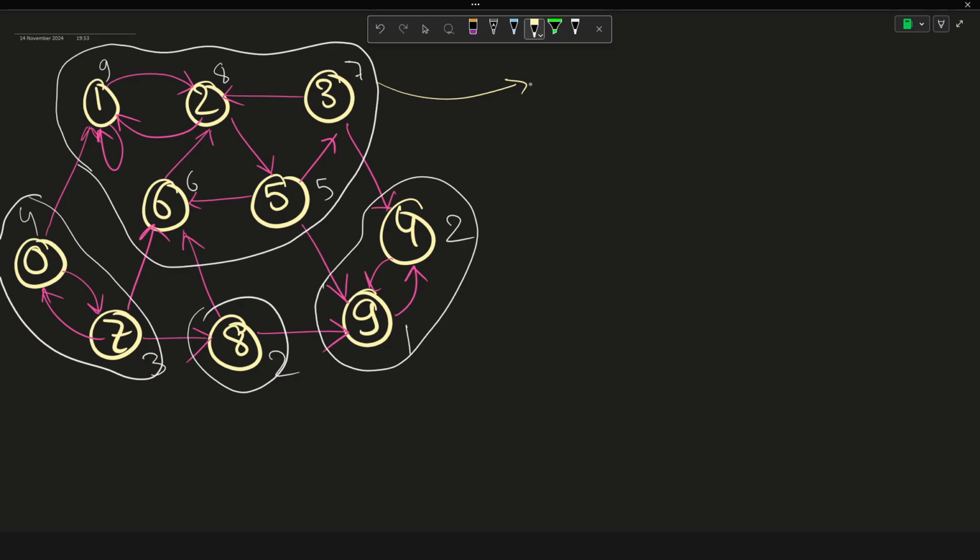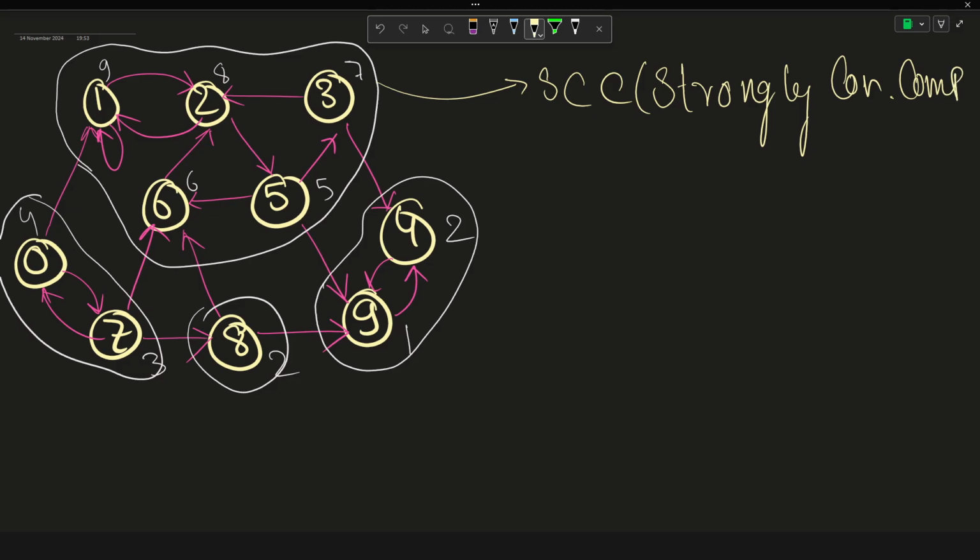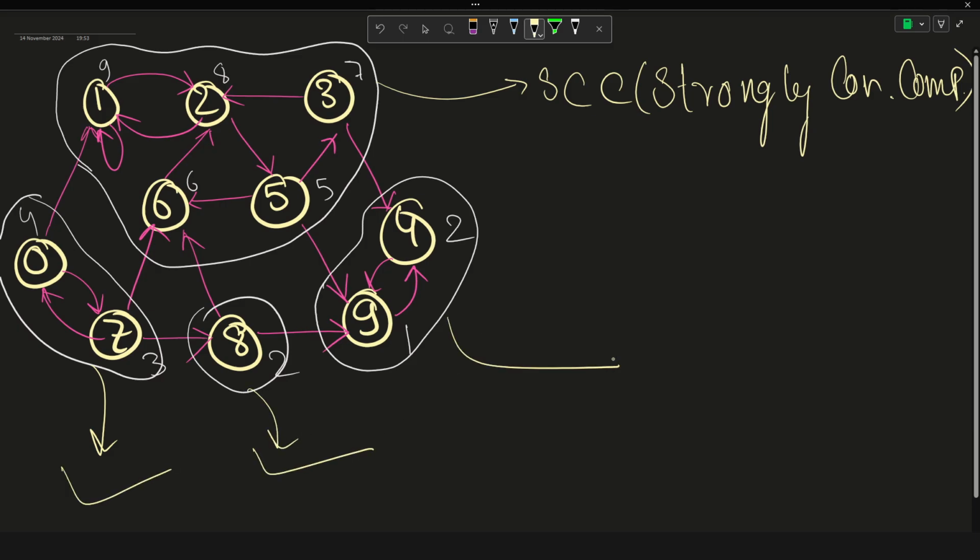And if you know the concept of a strongly connected component, then it is regarded as an SCC, that is a strongly connected component. That is a strongly connected component, right? Similarly, this is also an independent strongly connected component, this is also an independent strongly connected component, and this is also an independent strongly connected component.